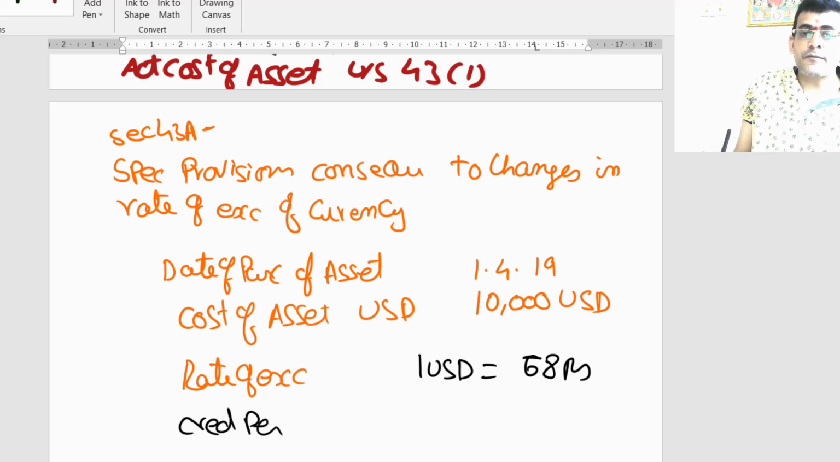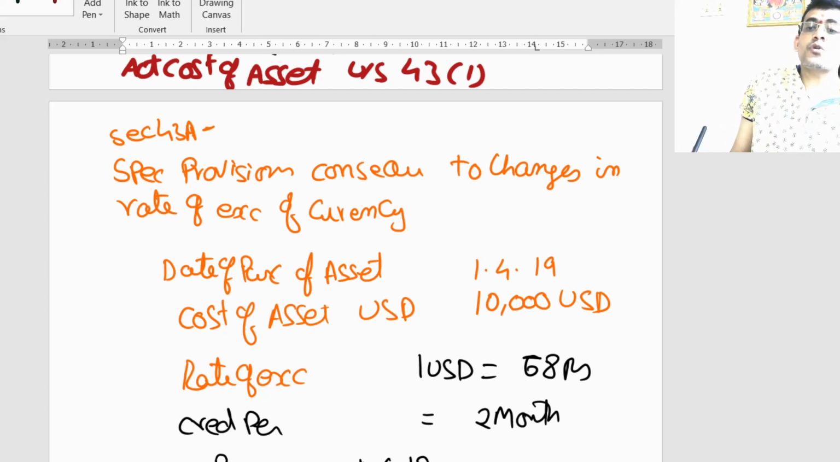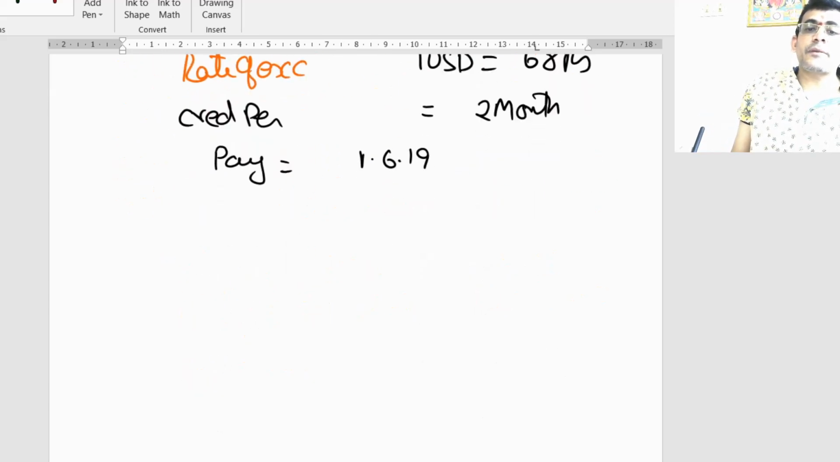Credit period, what is given? Credit period is given as 2 months. Now, that means April, May. So you need to make payment. So payment should happen on what date? 1st June 2019, the payment has to be made.